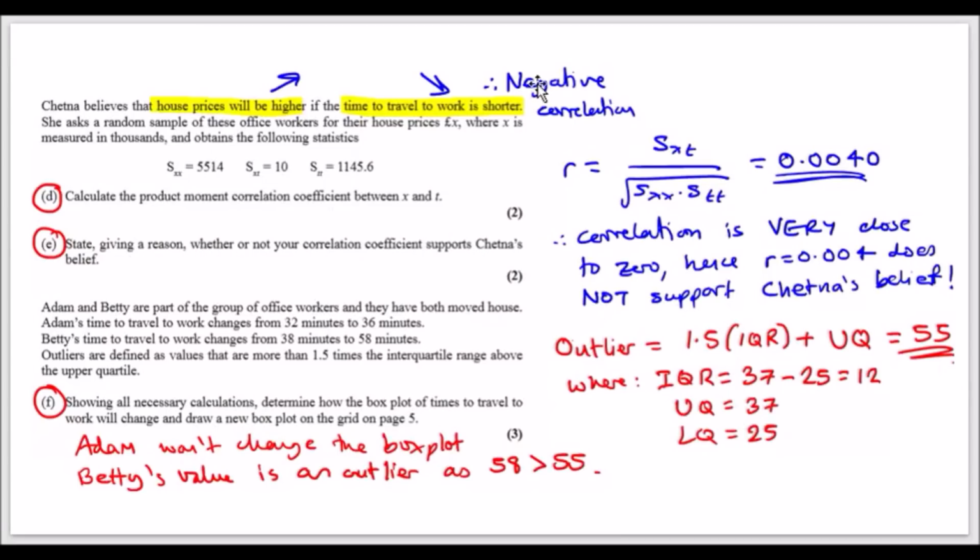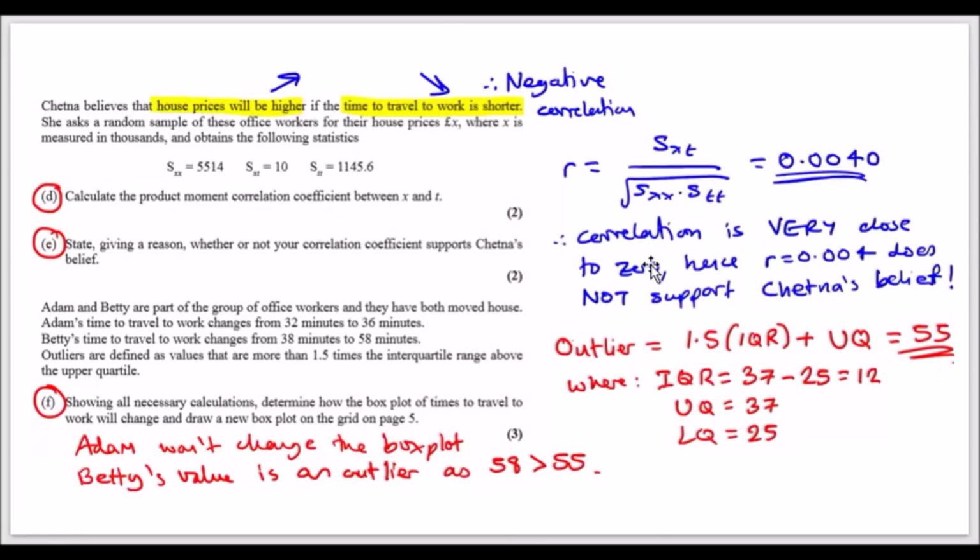Chetna's belief is a negative correlation. This is 0. The answer is no. The correlation is very close to 0. Hence, r equals 0.004 does not support the belief that house price goes up as time travel to work is shorter. In fact, there is no correlation, so there is no pattern.